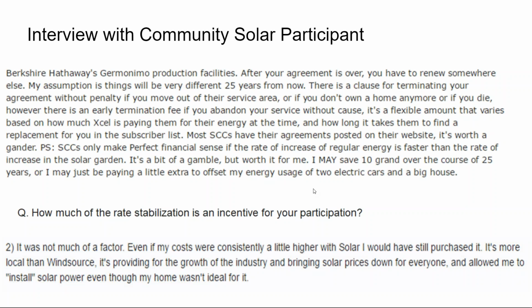So I found a participant in the program who would tell me about his terms and conditions. And he says, well, look, it's a 25-year agreement. There's a clause for terminating the agreement if you move out of the service area or if you lose your house or if you die, but otherwise, there's an early termination fee. And they say they're going to work with you to try and find a participant to replace your participation in that.